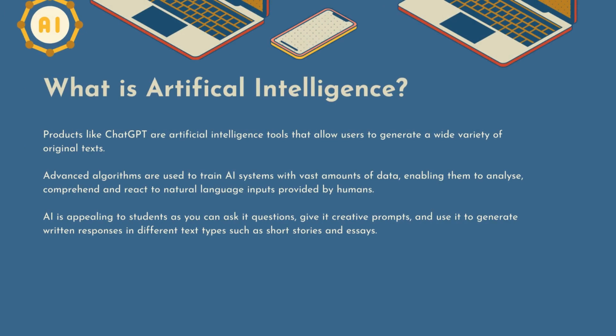So what exactly is AI? Since last year, there's been a dramatic increase in the availability and effectiveness of AI systems like ChatGPT that allow their users to generate a wide variety of original texts, including poems, essays, and artworks. This is because AI systems are trained using advanced algorithms with large amounts of data so they can analyze, comprehend, and react to questions and prompts provided by humans. This is one reason they've become so popular, as students can ask a question or create a prompt to ask the AI system to generate a written response that is original to them.